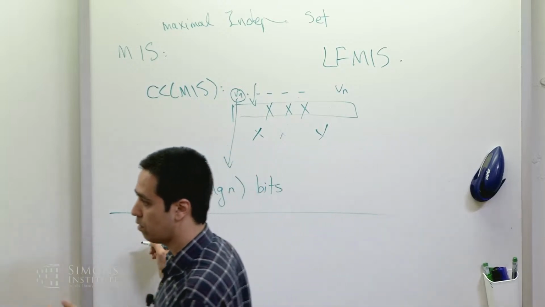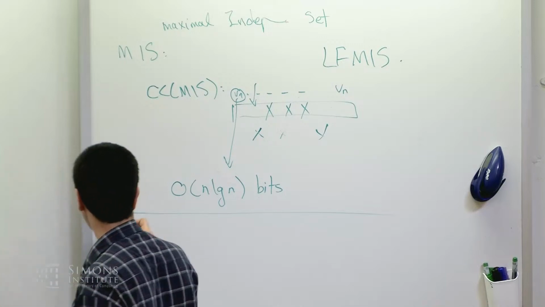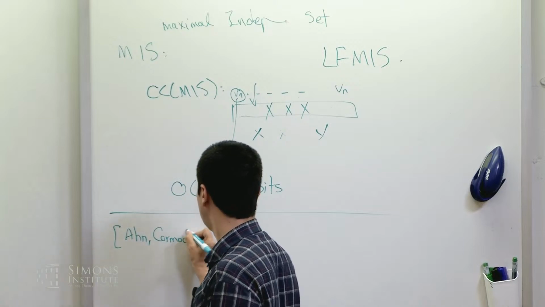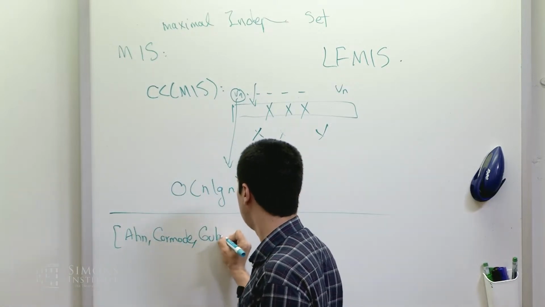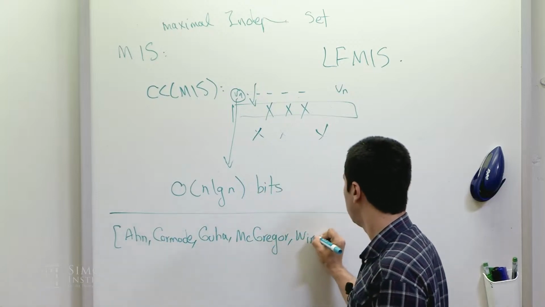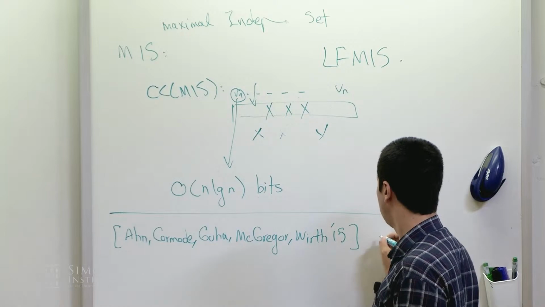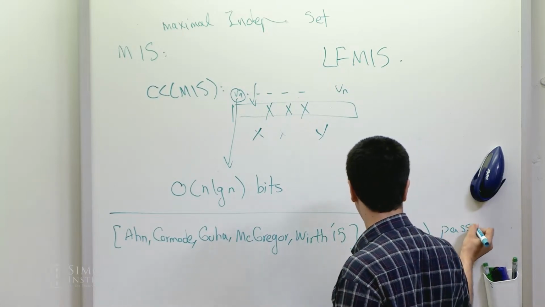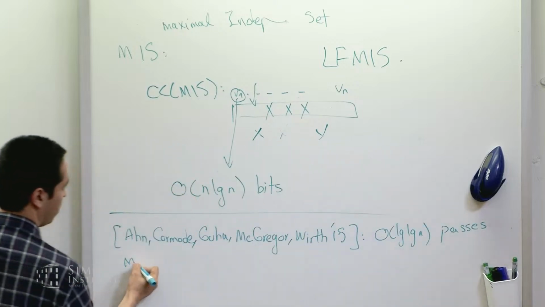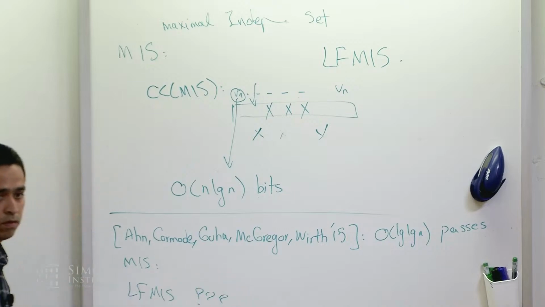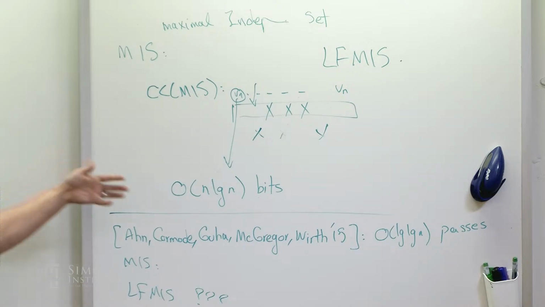For now, despite my best attempt, I forgot to write that reference. Order log n passes is known for MIS. And for lexicographically first MIS, we know nothing. There are no algorithms that we know for lexicographically first MIS. And for MIS, we know order log n passes.